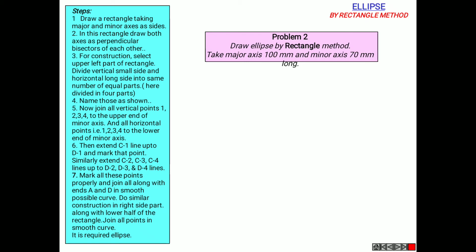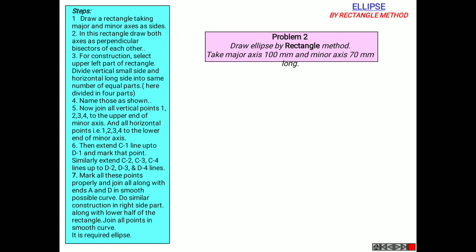Firstly, draw a rectangle taking major and minor axis as sides. Second one, in this rectangle, draw both axes as perpendicular bisectors of each other. The third step, for construction, select upper left part of rectangle, divide vertical small side and horizontal long side into same number of equal parts. Here divide into 4 parts. First you see the steps, then we will move on to the diagram, then you will be very clear about it.